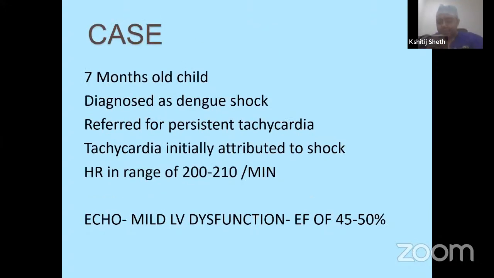So this is another interesting case of ECG abnormality. This 7-month-old child was diagnosed to have dengue and was treated for dengue shock syndrome. Once the hydration all normalized, even then the child had tachycardia which was ongoing. Initially, the tachycardia was attributed to shock, that okay, the child is dehydrated in early shock, but the heart rate is 200 to 210, which should raise a red flag, because 200 and above is something where you need to start getting worried about. Echo was done, which showed mild dysfunction, EF of around 45 to 50%.